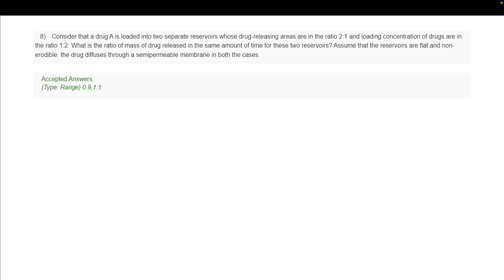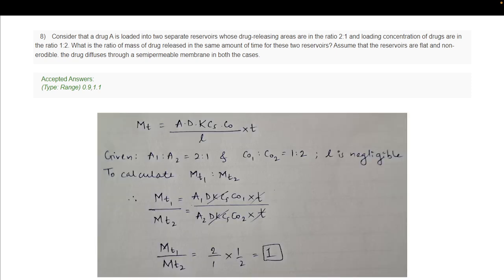Okay, we'll look at the answer. The question is, you have to tell the ratio. So the ratio will be 1, which you are correct. So this is how it's solved. We have a formula for this type of device. The device here is a non-erodible reservoir, and to calculate how much mass of the drug is being released, we have this particular formula where A deals with the area of the device, D is your diffusion coefficient of that particle, K is the partition coefficient, Cs is the solubility of that drug, C naught will be the initial concentration of the drug, L is the length of the device, and T is the time in which the drug will be released.